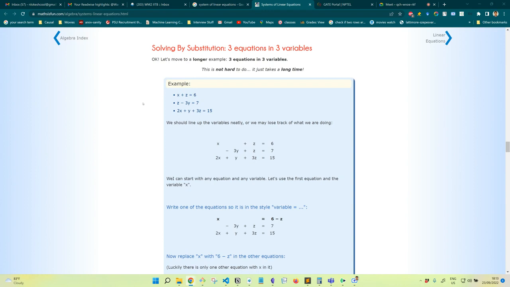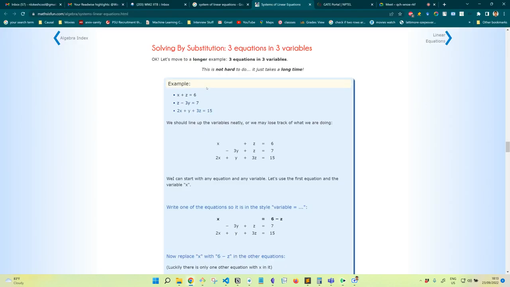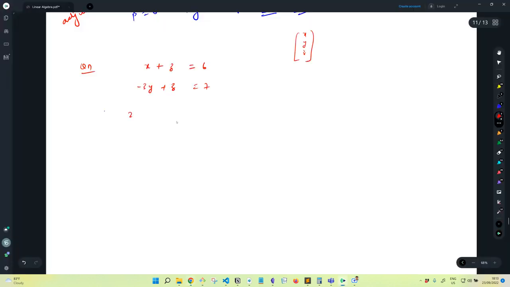So first equation is x plus z equals 6. Second equation is minus 3y plus z equals 7. I'm writing it minus 3y because I want the order of the variables to be x, y, and z. Okay. And third equation is 2x plus y plus 3z equals 15.